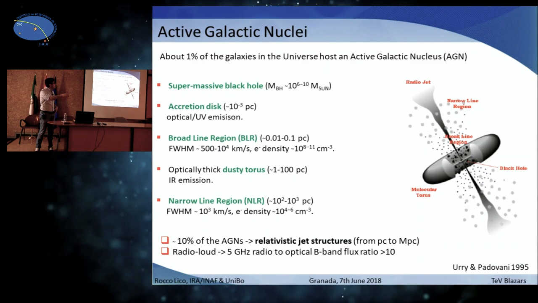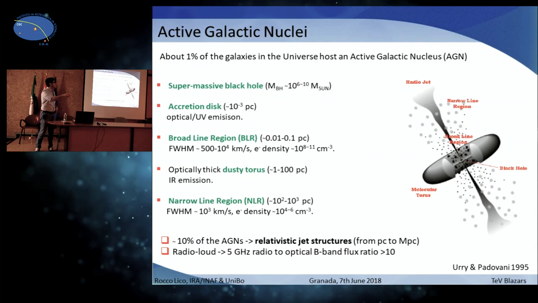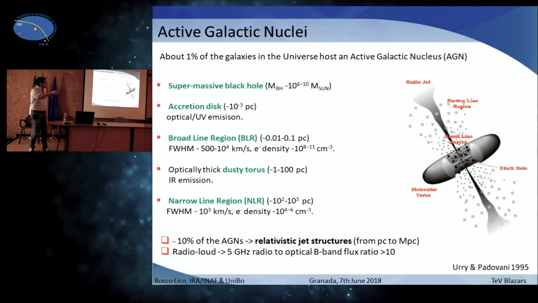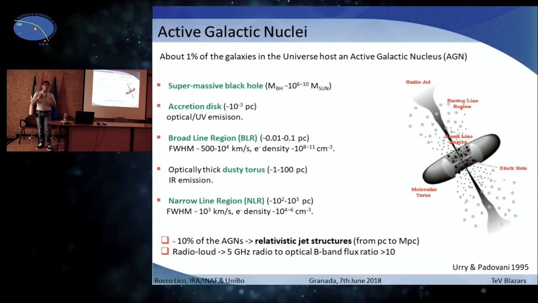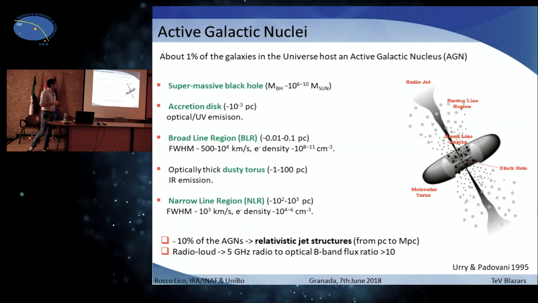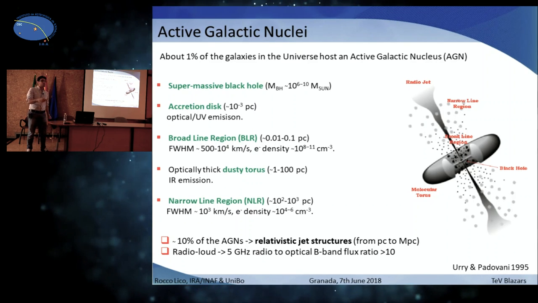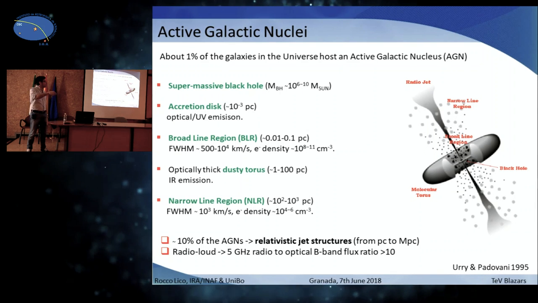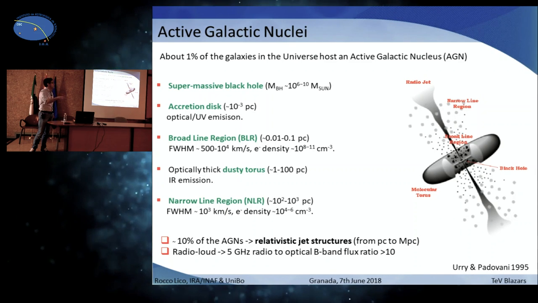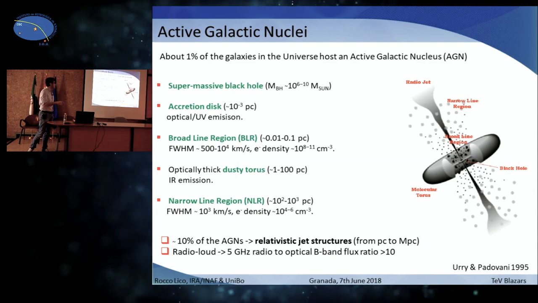At an intermediate distance, we find a dusty torus, which extends, let's say, from roughly 1 parsec up to 100 parsec from the central region, and absorbs the optical emission from the innermost regions and re-emits this emission at infrared wavelengths. So it's responsible for the infrared emission that we observe in the spectra. And only in a few cases, those sources are able to produce bipolar plasma flows in opposite directions, originating in the central region and then extending from a few parsec up to a few megaparsec. And in this case, we are talking about only about 10% of AGNs.